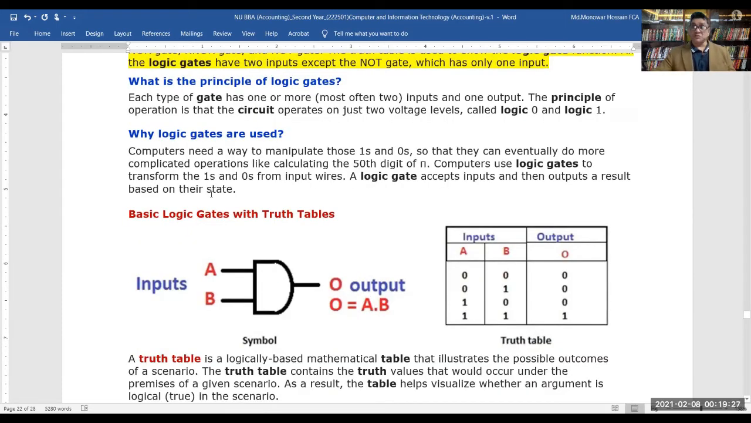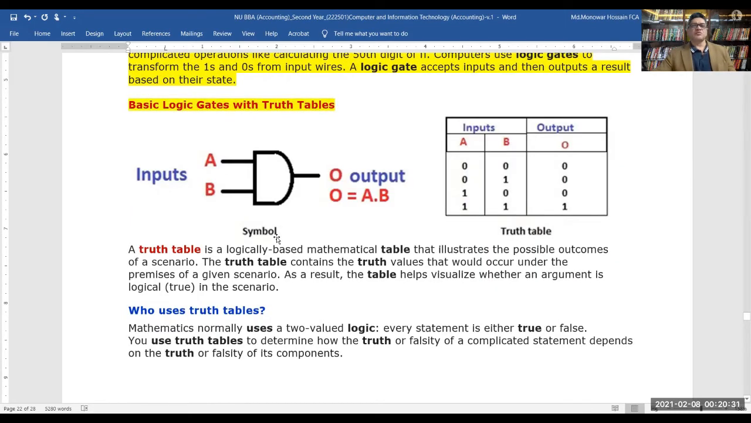Why are logic gates used? Computers need a way to manipulate those ones and zeros so that they can eventually do more complicated operations. Computers use logic gates to transform the ones and zeros from the input wires. A logic gate accepts inputs and then outputs a result based on their state.